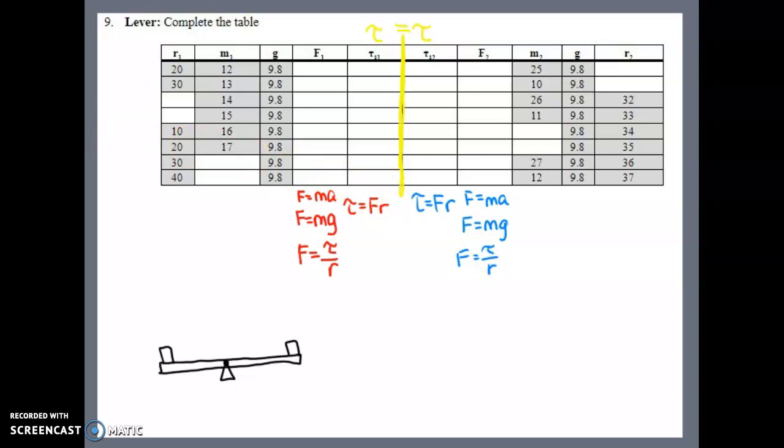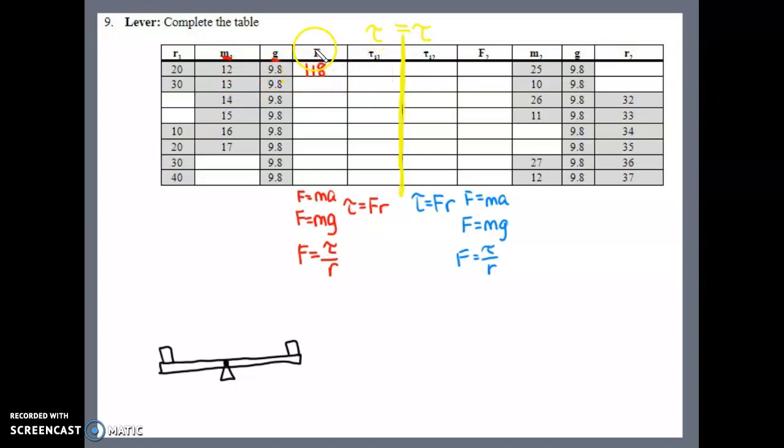So in a lot of our problems here, I am given mass, and I'm given acceleration due to gravity. I can just multiply those together and get force. So let's go through and do the first one. 9.8 times 12 gives me 118 newtons. Okay, I got 117.6. I'm going to round to 3 sig figs, 118.